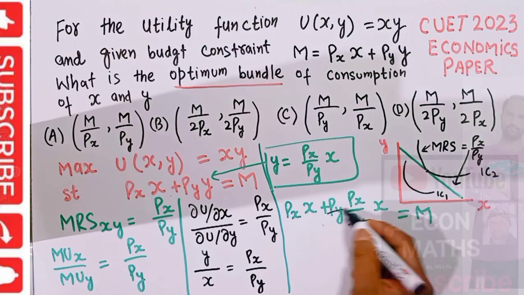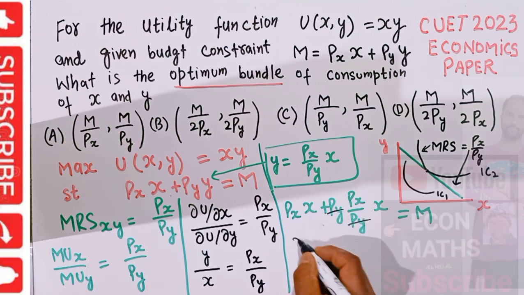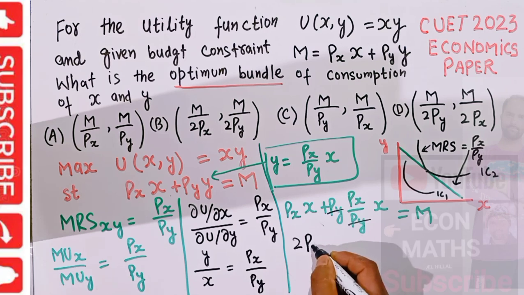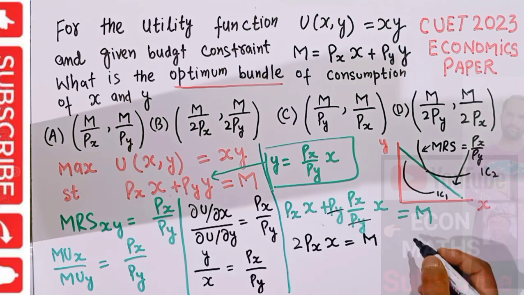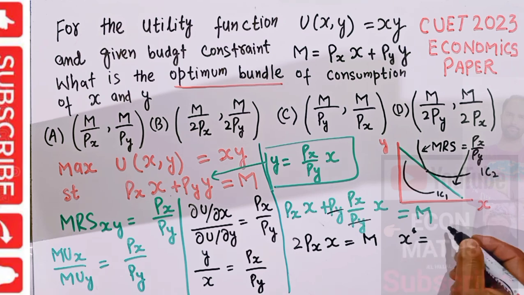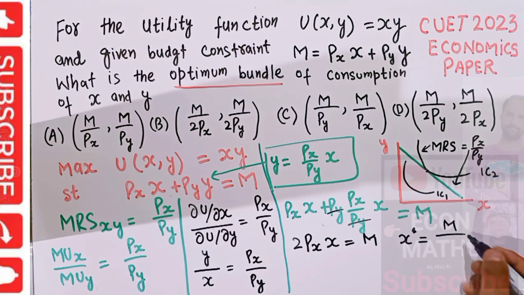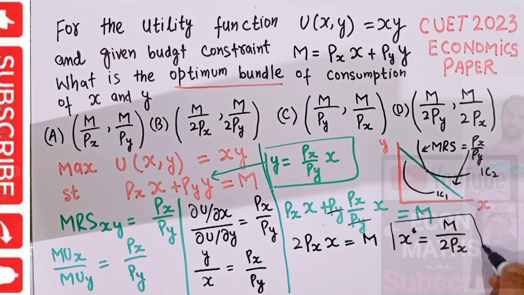Now py and py get cancelled, so px times x plus px times x comes out to be twice px times x, which should be equal to m, which gives us x. That means demand for good x, or the optimal bundle of good x, will be equal to the total income of the consumer divided by, if I transpose this, twice px. This is the value of x.